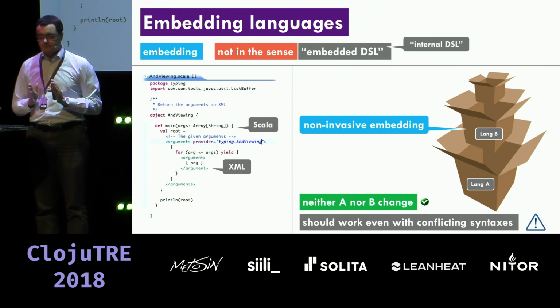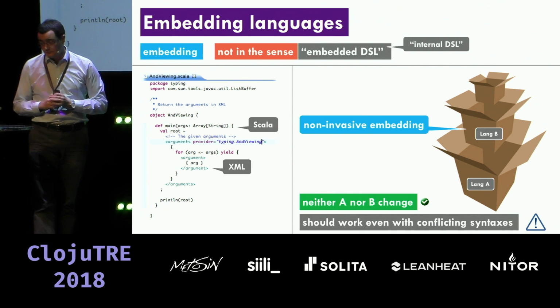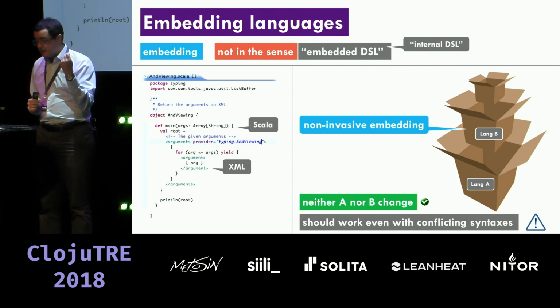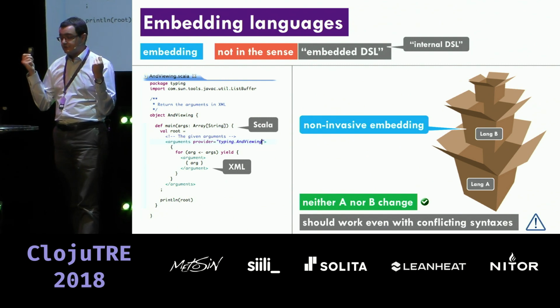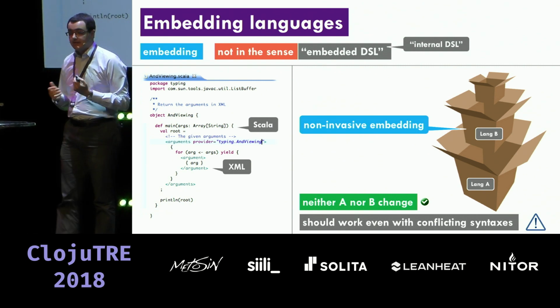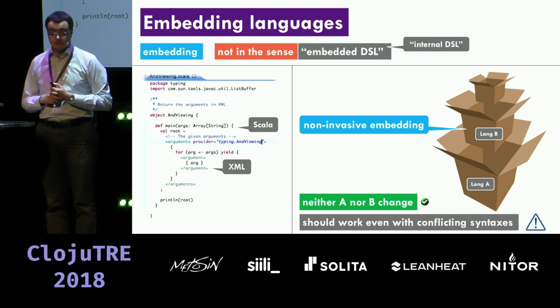What I'm really talking about is non-invasive embedding. It's when we have a language A, and without changing it, we could mix it with some language B that doesn't change either. Sounds like magic, right? But MPS allows you to do so seamlessly thanks to its projectional editor.